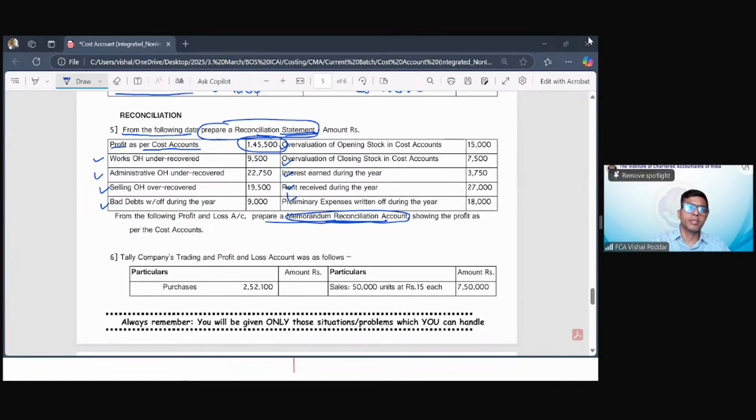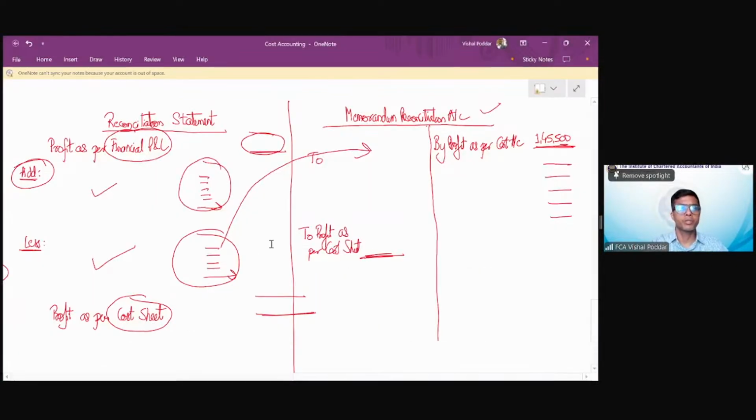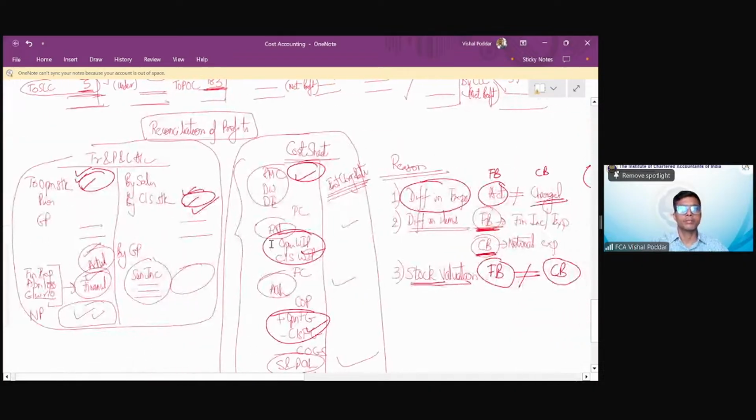Now, first understand the transaction, what has happened. So firstly, the difference is in the factory overhead, that is the works overheads. They are saying it is under recovered. They may also call it under absorbed. They may also call it under charged. All mean one and the same. Now, what do they mean by under absorbed, under recovered, under charged? Please understand, students, charging happens only in the cost sheet.